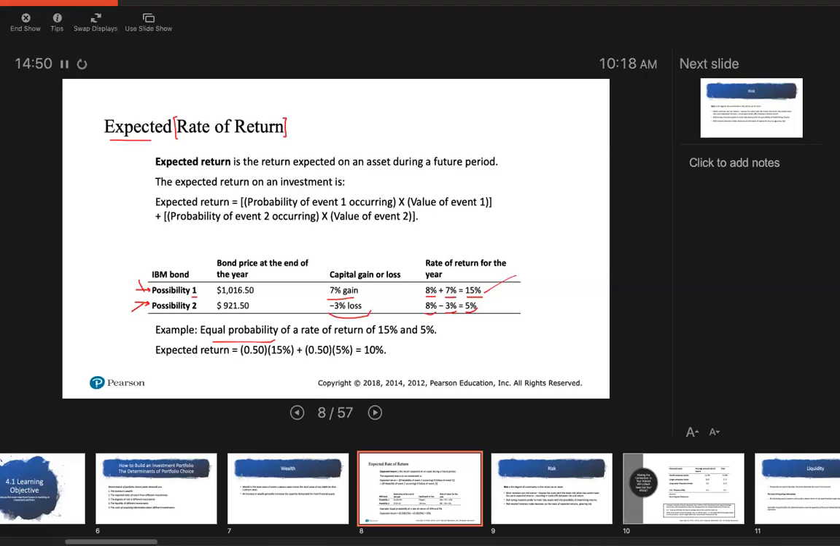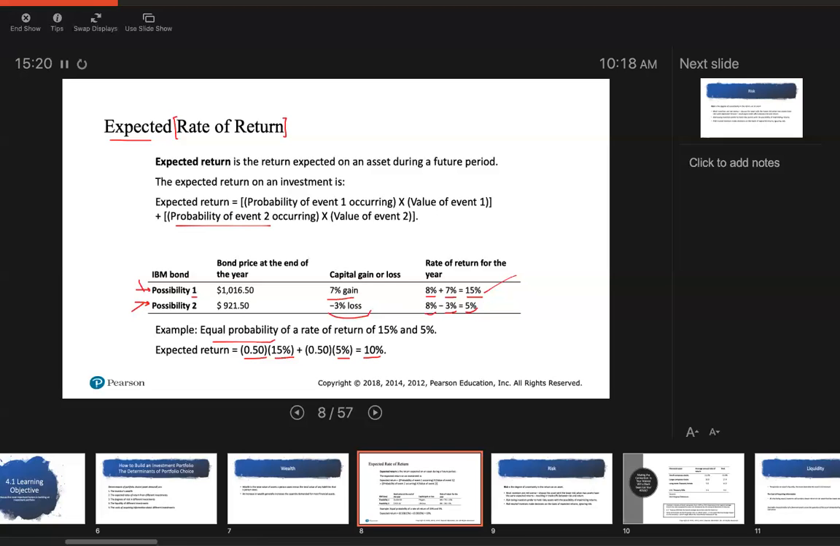So on average, if you think about what the return is going to be, it's going to be 50% of the time, so it's the probability of event one occurring. When we calculate expected returns, it is the probability of the event occurring times the payoff I receive if that event happens. Okay, so there's a 50% chance that I'll end up with a 15% return, and then there is a 50% chance that I end up with a 5% return, right? So on average, I would end up with a 10% return, right?